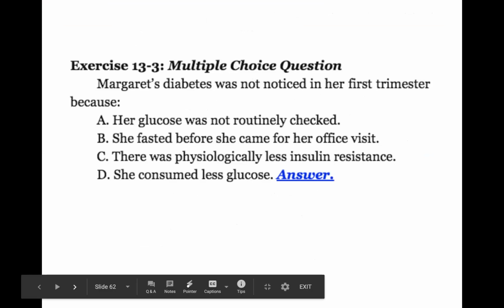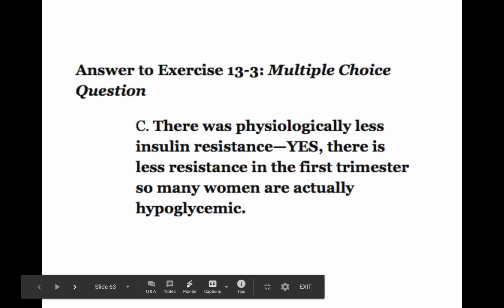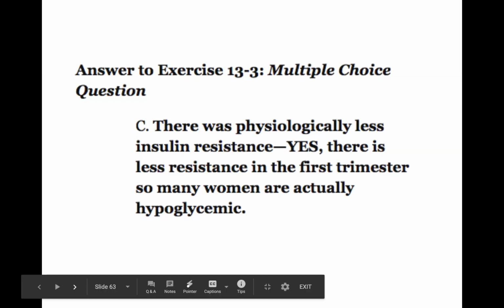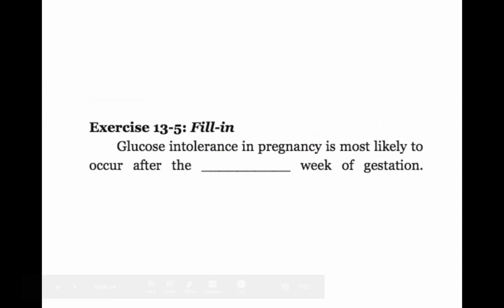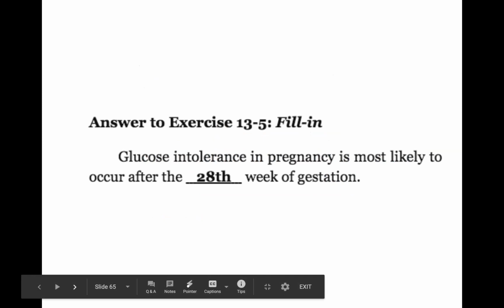Margaret's diabetes was not noticed until her first trimester because, and then there are your choices. So go ahead and pause. And you should have C. There was physiologically less insulin resistance. Remember, you guys did your CLG number 1. We talked about how they are hypoglycemic initially, and then further along they become hyperglycemic. Glucose intolerance in pregnancy is most likely to occur after the 28th week of pregnancy.